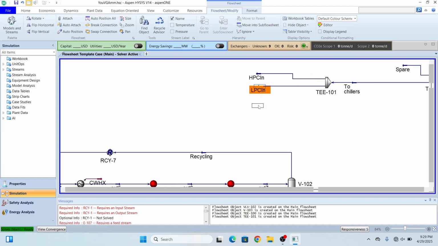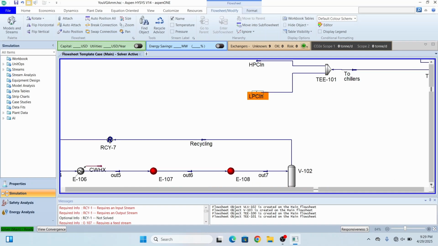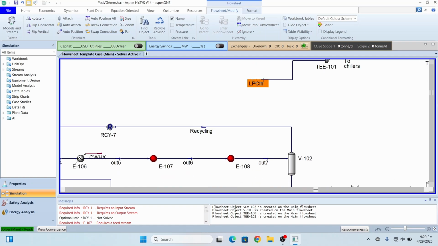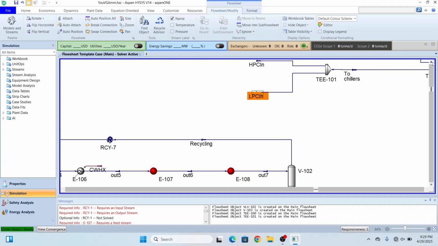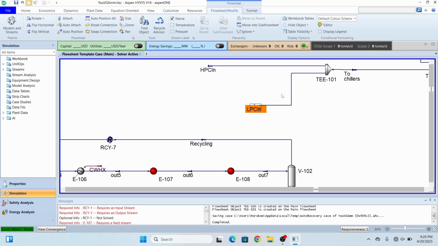These chillers are actually kettle type reboilers, but for simulation in Aspen HYSYS, you have to use let down valves to decrease the pressure. So here I will use a let down valve. First of all, I will change the direction of my screen so I can rotate it. So that is good. Now I can place it over here.